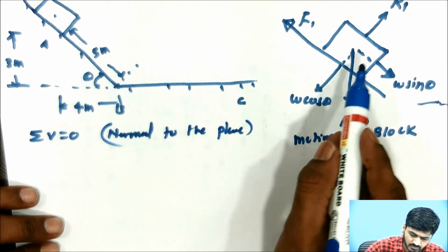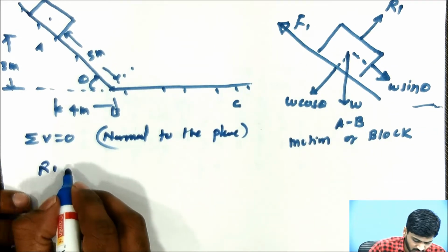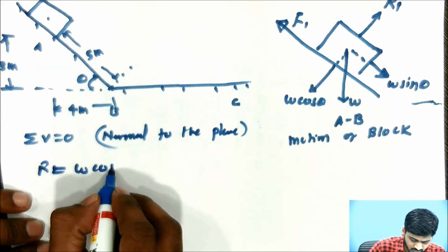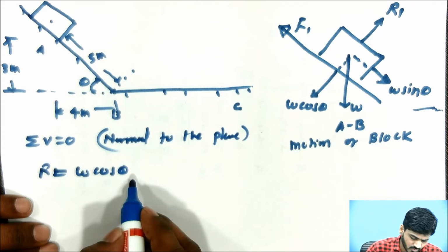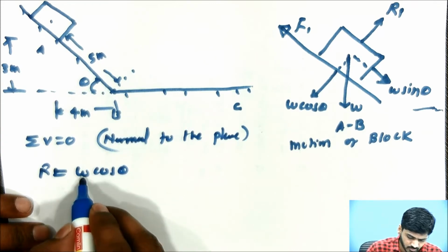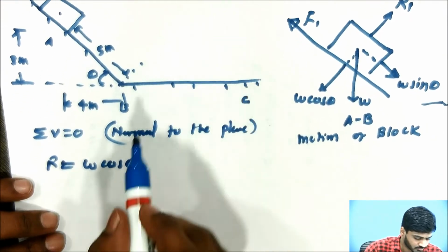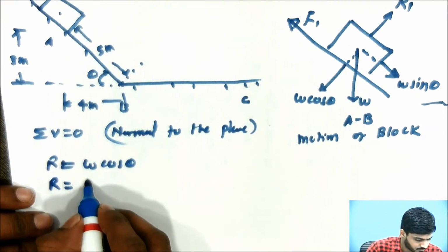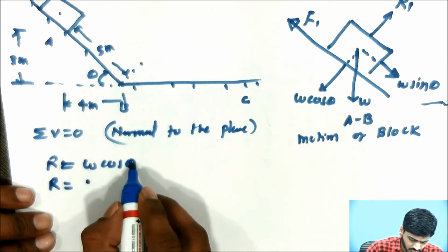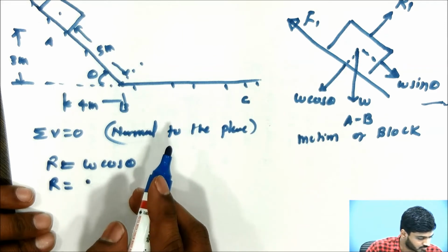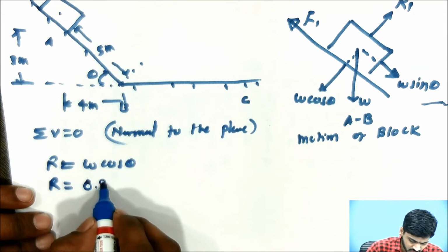So here R1 is equal to W cos theta. You may consider R equal to W cos theta, R or R1, whichever. We don't know the value of W, but we know the value of theta, that is 36.86 degrees. So you may keep W as it is and put the value of theta, so you will get the answer. Here it comes to 0.8 W.